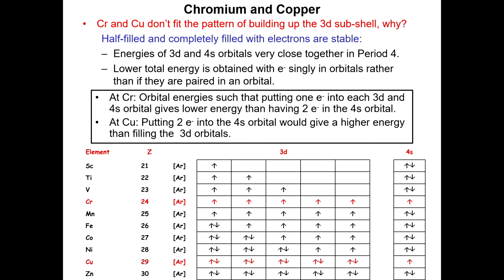Then for this one, if this one is put here, this is full and this is not full. So basically, in this way it is more stable. So here we can see that half filled and completely filled with electrons are stable.